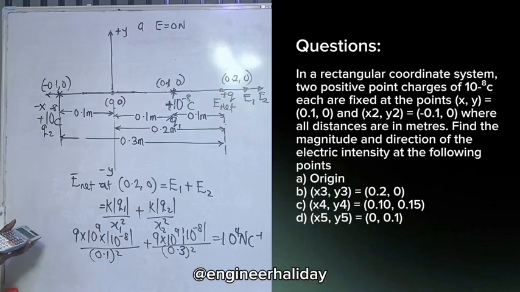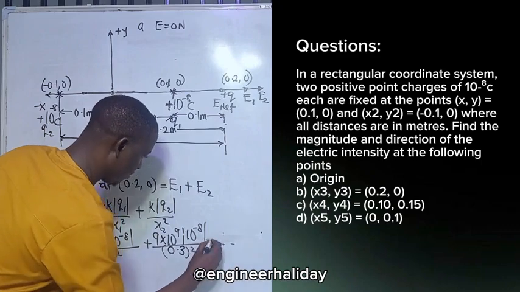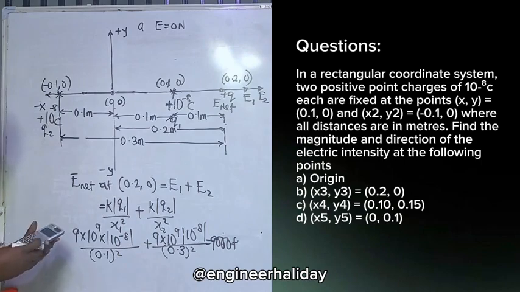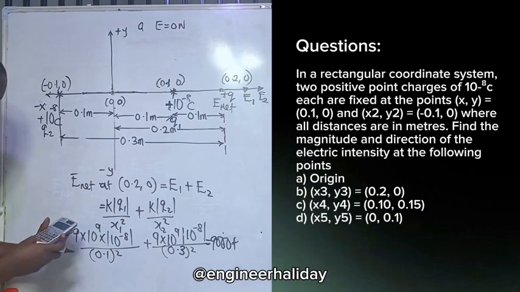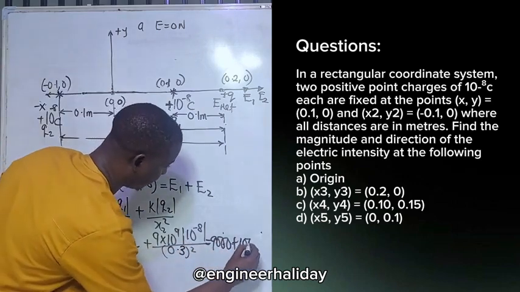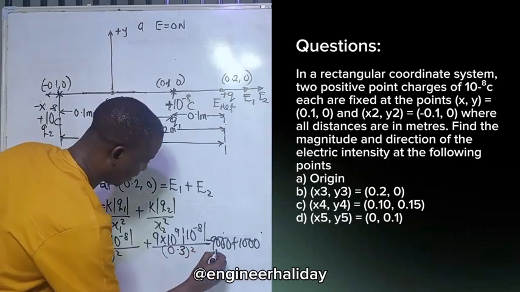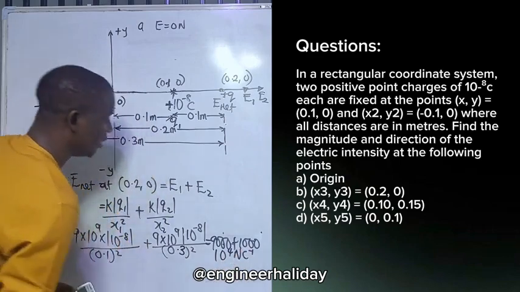That is 9,000. The first one is 9,000 plus 9,000. So we have 9 times 10 to the power 9 times 10 to the power minus 8, then 0.3 all squared. That's 1,000. So that is plus 1,000. It was 10,000, you are correct. 10 to the power 4 Newton per coulomb. Excellent.